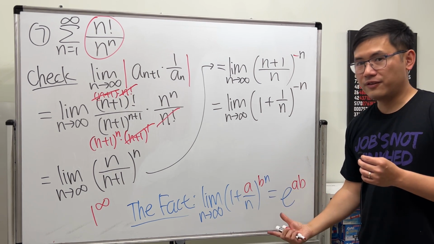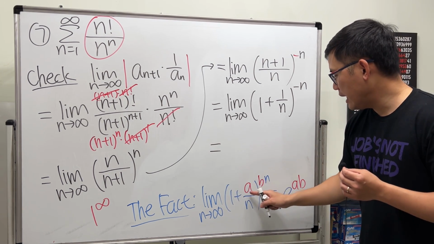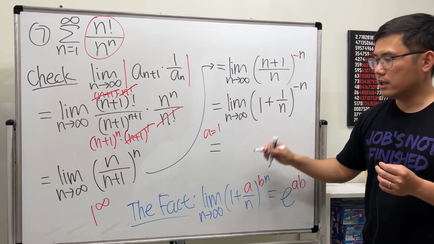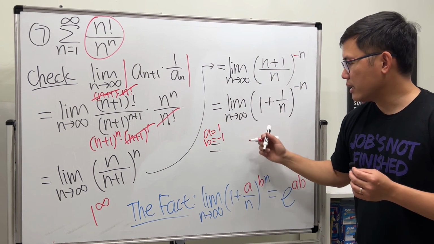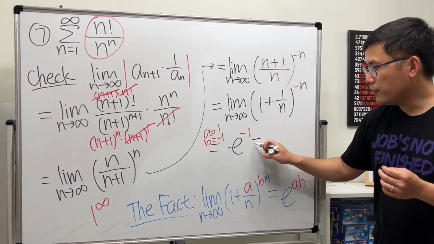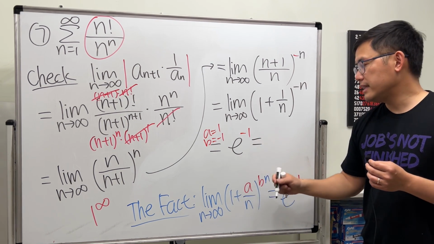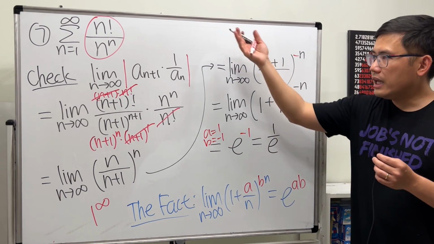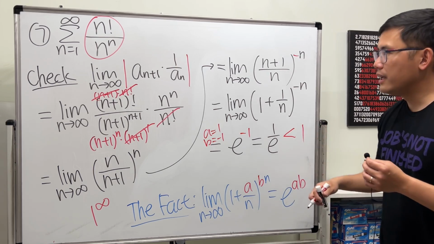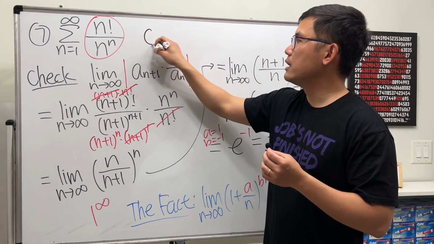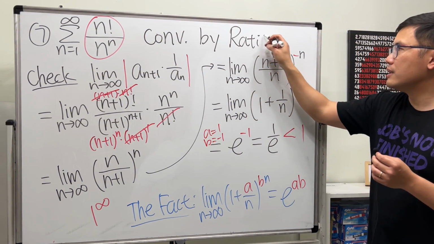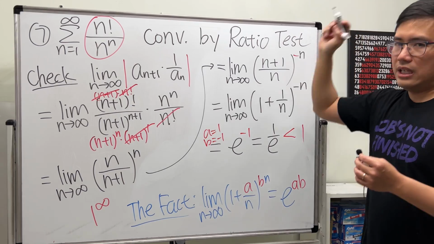Now this is in this form, and we can say that a is equal to 1 and b is negative 1. Therefore, the limit for this is e to the 1 times negative 1, which is negative 1. And for this one, you have to be careful. e to the negative 1 is 1 over e. And because we're doing the ratio test, you mention this right here is less than 1, and you come here and draw the conclusion that this series converges by the ratio test. And then we are done.